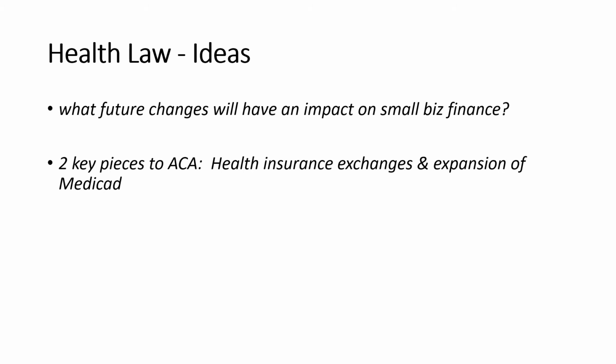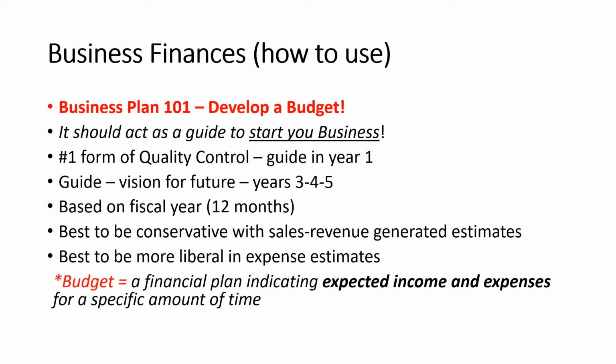So again, what future changes, what impacts is it having on you as a small biz, and then 2 key components: health insurance exchanges and expansion of Medicaid. When we get into business finances, how to use that, for the class, you should have your budget, and your finances help you act as a guide to start your business. So number one form of quality control ends up being your guide in year 1.